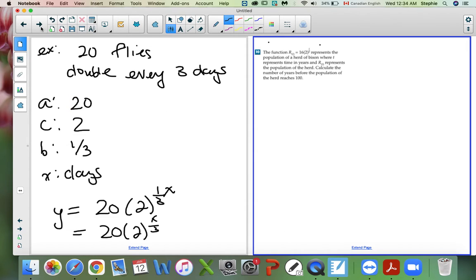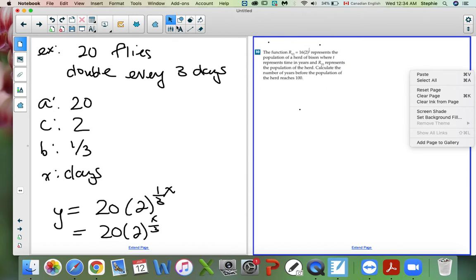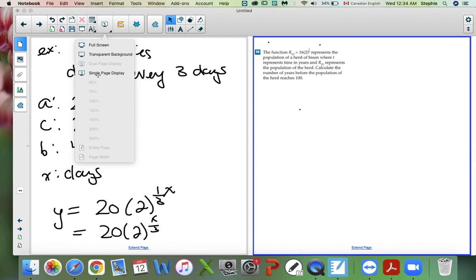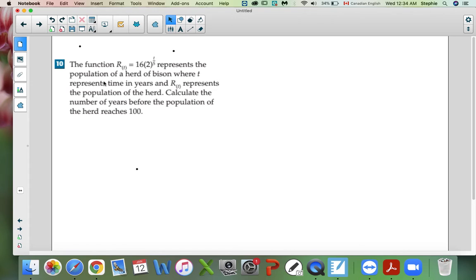So let's look at some of the questions that are already written, and this I think is from page 308. You could find it somewhere in your Skill Builders number 10. I'm going to just make the page bigger. Just give me 1 second. Okay, there we go. So in this question, they want us to calculate the number of years before the population of the herd reaches 100. They've already written out the equation, and this is going to be practicing solving x or solving y. So I'm almost done. I'm just going to do these 2 questions, and then we're done.